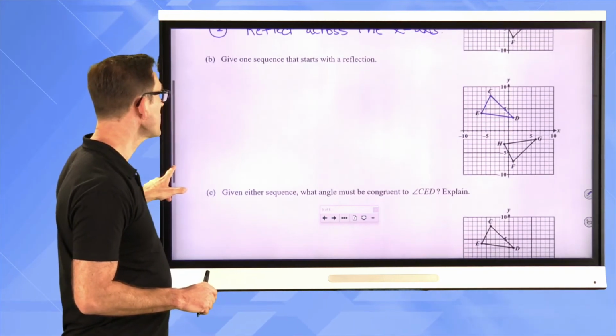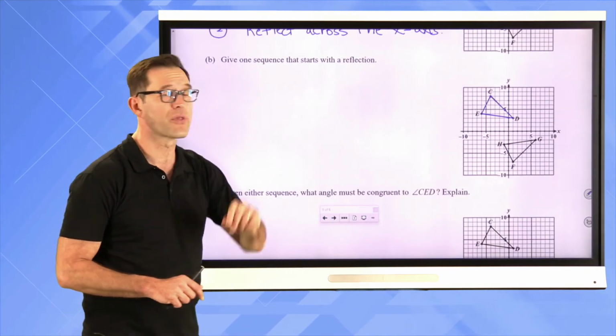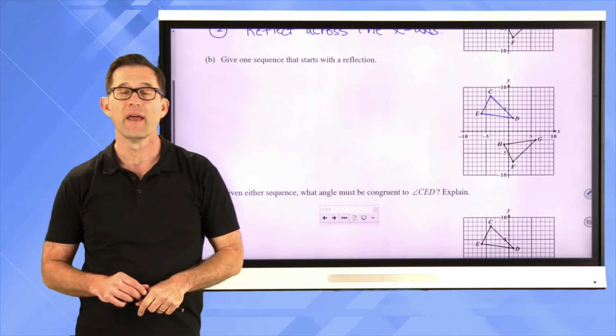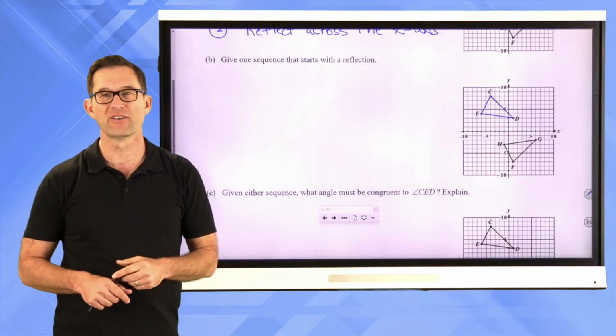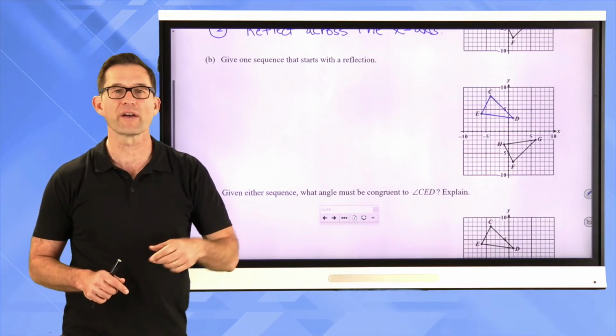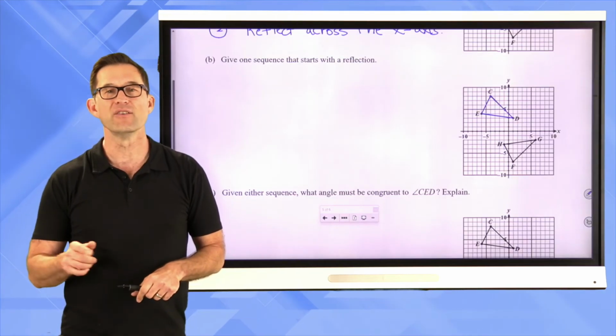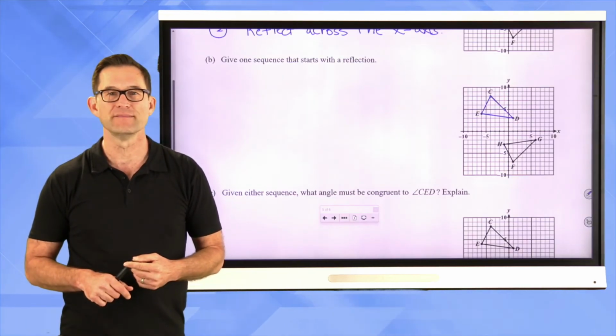Let's take a look at a second one where we're going to start with a reflection, all right, and then probably follow that up by a translation. So see if you can do a reflection first and then do a translation. Play around with that.